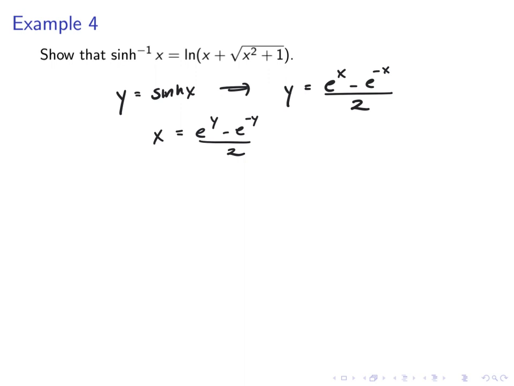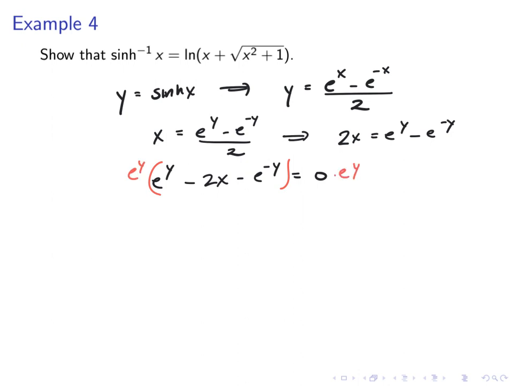And you might be wondering, how do we try to solve for y here? This looks like it's going to be very difficult. It's not super easy, but it's not that bad either. So the trick here is to multiply both sides by 2 to get 2x equals e to the y minus e to the negative y. Subtract 2x from both sides, and you have e to the y minus 2x minus e to the negative y equals 0. Now multiply both sides of this equation by e to the y. If you do that, you get e to the y quantity squared minus 2x e to the y minus 1 equals 0.